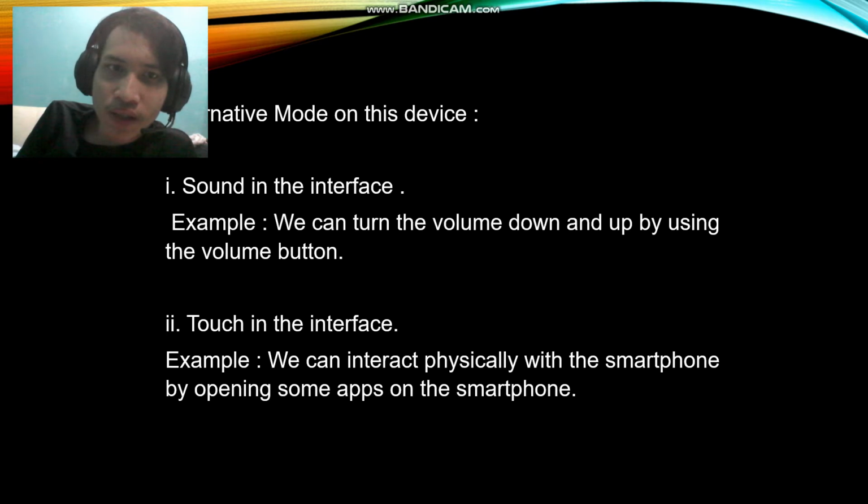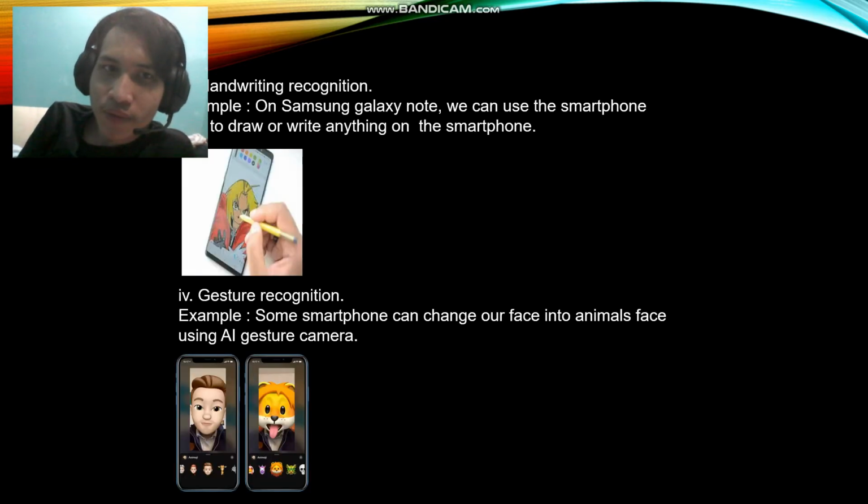First alternative mode is sound in the interface. Example, we can turn the volume down and up by using the volume button. Second mode is touch in the interface. Example, we can interact physically with the smartphone by opening some apps on the smartphone.